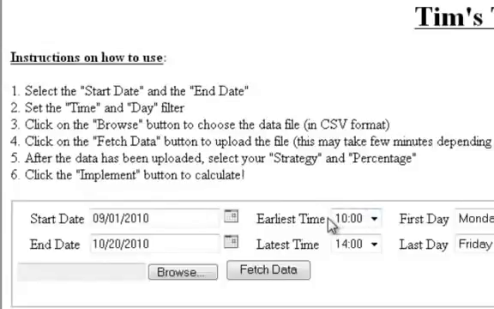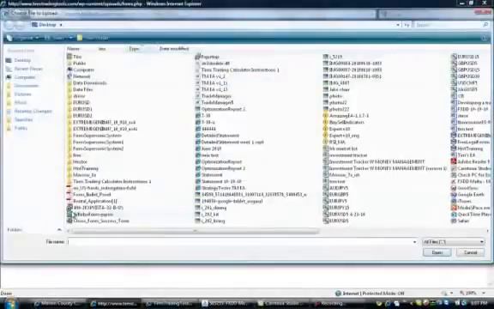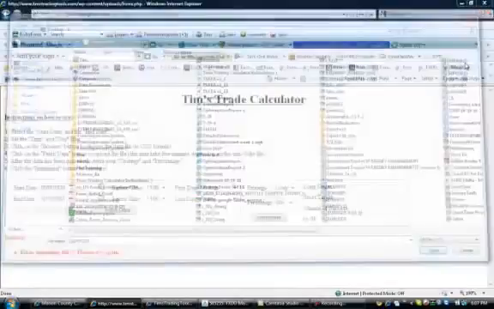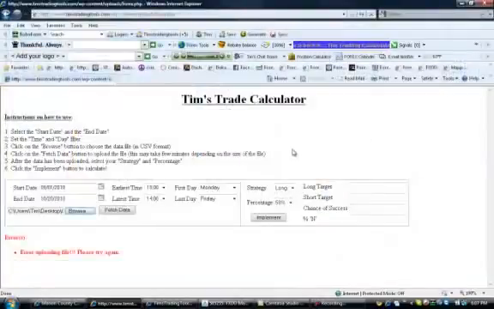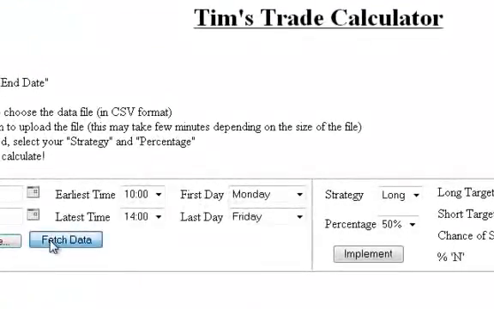It's 10 o'clock my platform time. Again, that's important that you know your platform time. So this is midnight to 4 a.m. my time, so it's 10 to 14, Monday through Friday. I'm going to check my downloaded file that I've already gotten from my platform. I'm going to get the GU pair, the 5-minute time frame, and hit fetch data.